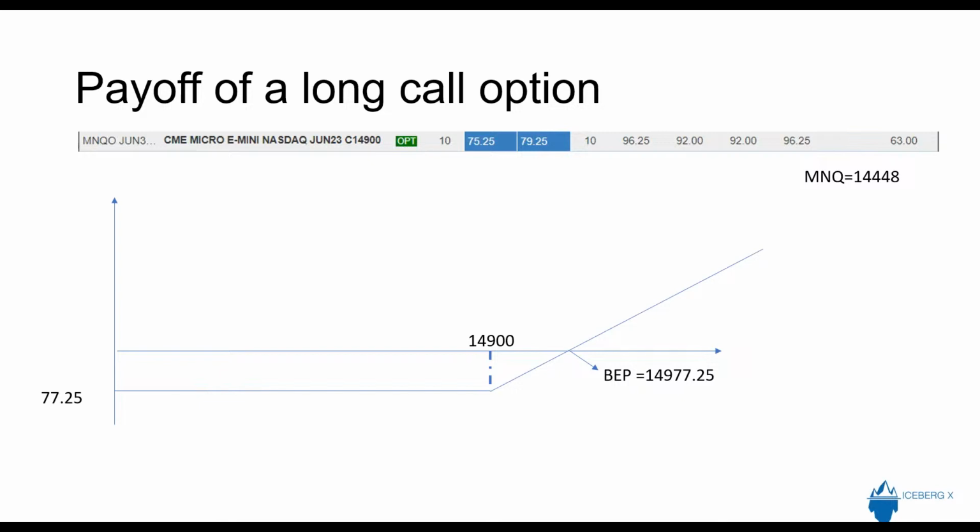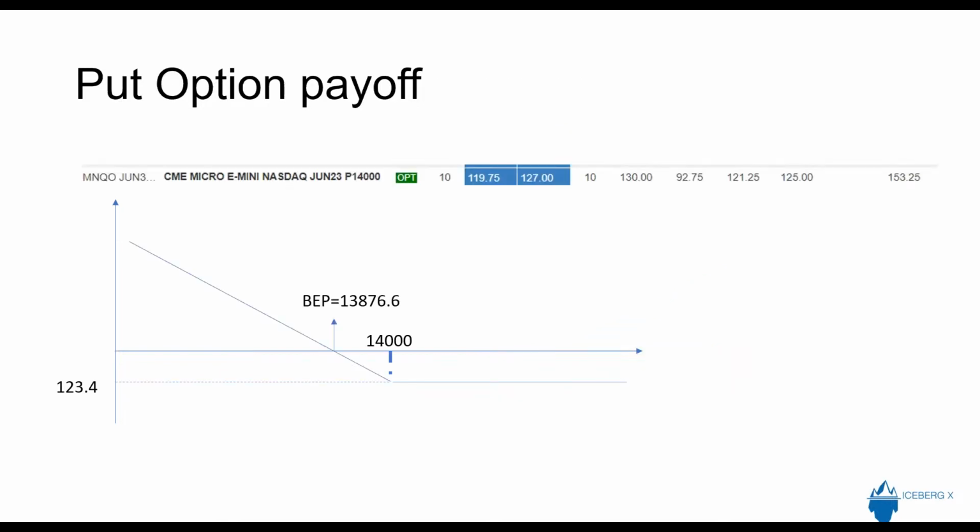So it's a fair enough game if you're having a view of the market. Now, put option on the other hand is the other way around. If you're thinking the market is going to come down, it's pretty much buying a view of a bearish market. So in that sense, you can buy a put with a strike price of 14,000, and you'll be paying 123 ticks premium. So as long as the market doesn't fall, you'll be losing the 123 ticks only. But if the market does fall, you'll be enjoying the profit potential of a put option contract.